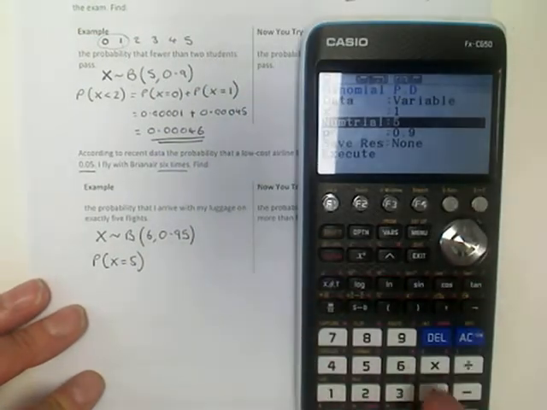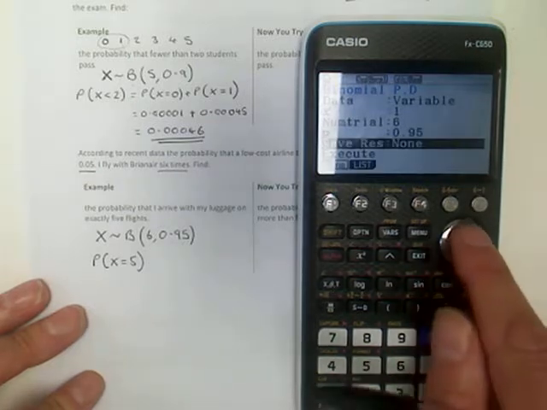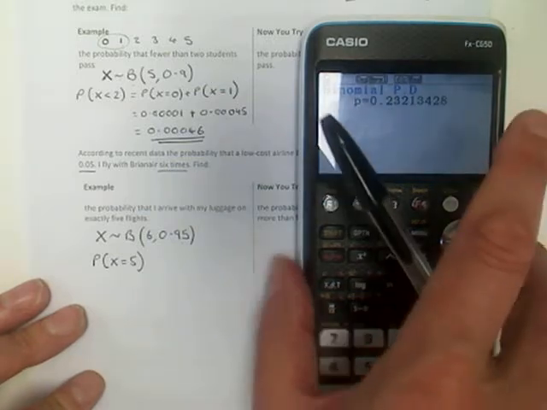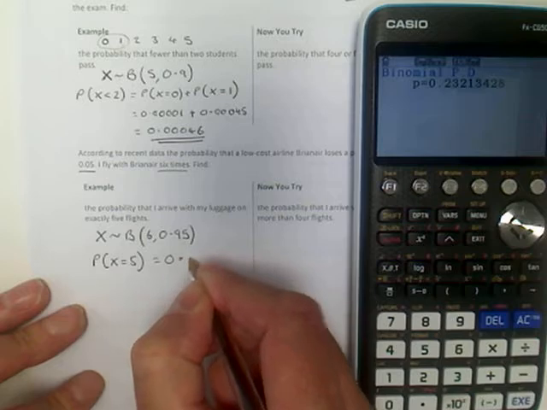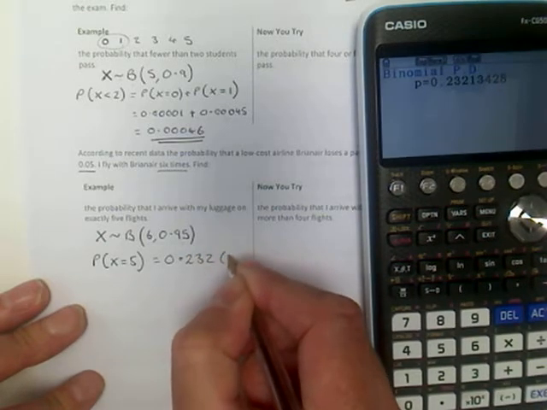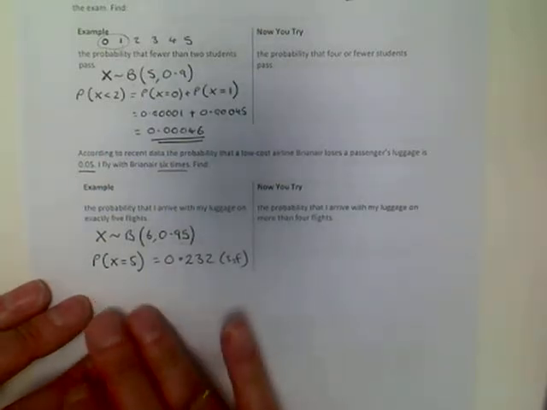So I'm going to do number of trials 6, 0.95, and my x is 5. So the probability of that happening is 0.232 to 3 sig fig.